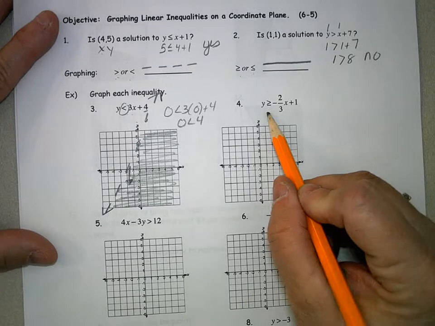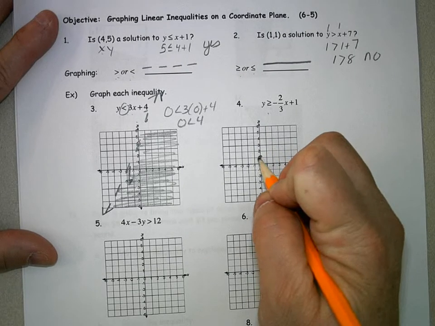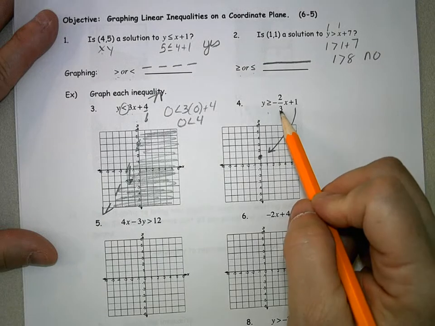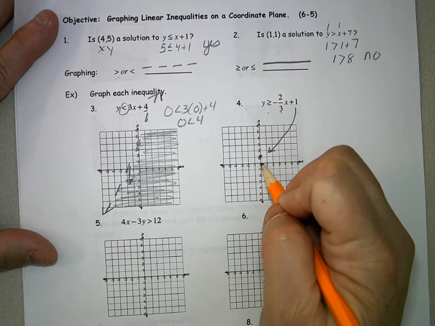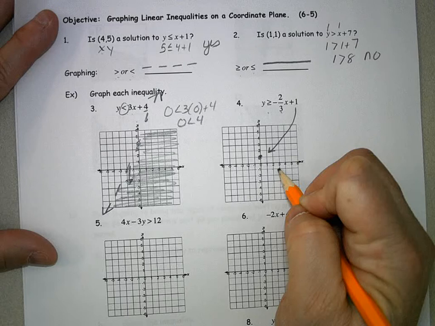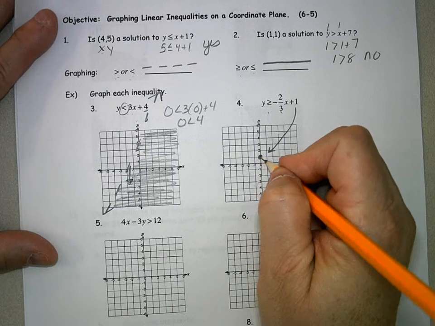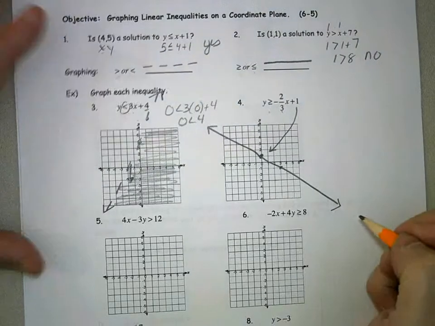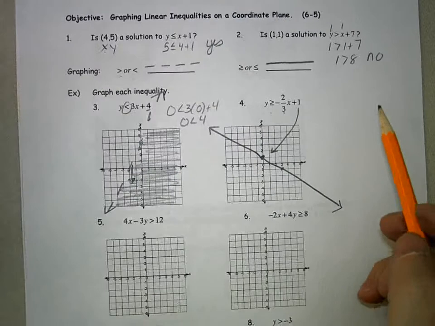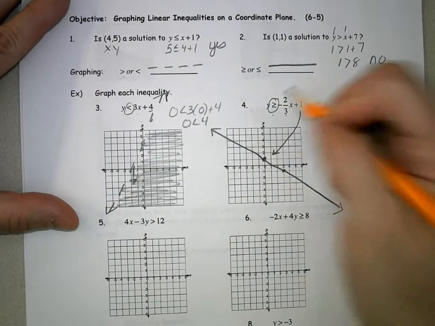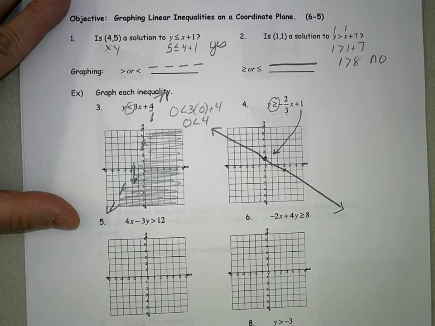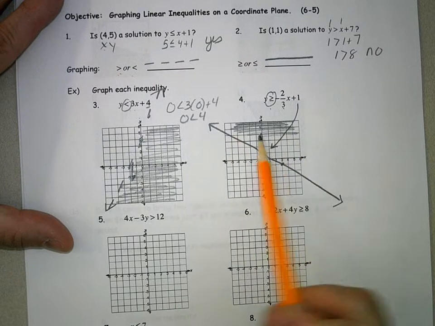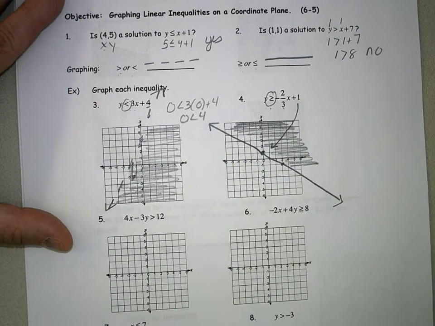Number 4, y is greater than or equal to 2/3 x plus 1. That is your y-intercept. It's a negative 2/3, so down 2 and 3 to the right. This time we're going to have a solid line. And this time it's a little bit easier to see. See how we have this greater than right here? You're going to want to color in above that. Greater than is bigger than, so you want above.